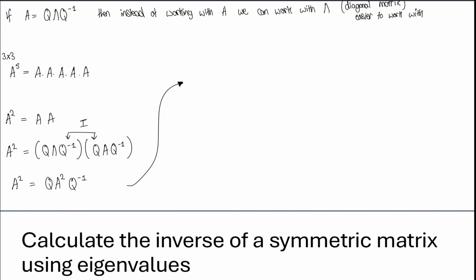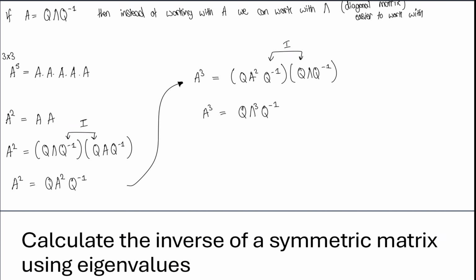And so now, if we wanted to work out A cubed, we could use Q Λ squared Q to the minus 1, multiplied by Q Λ Q to the minus 1. Like before, these two together make the identity matrix, so we're left behind with Q Λ cubed Q to the minus 1. And so this is how we'd work out A cubed, and we'll just do the same thing for A to the power 4 and then A to the power 5.